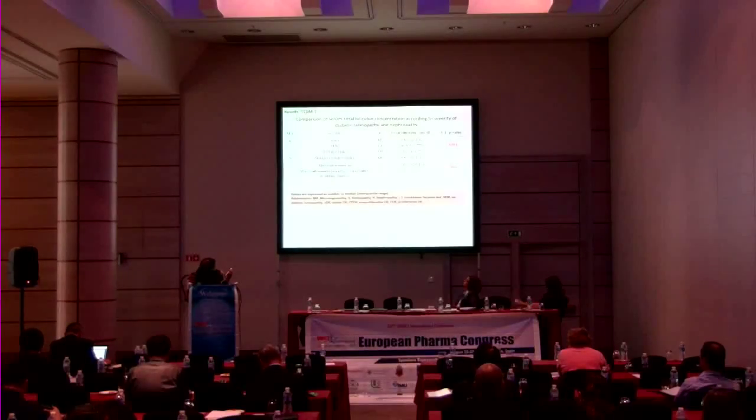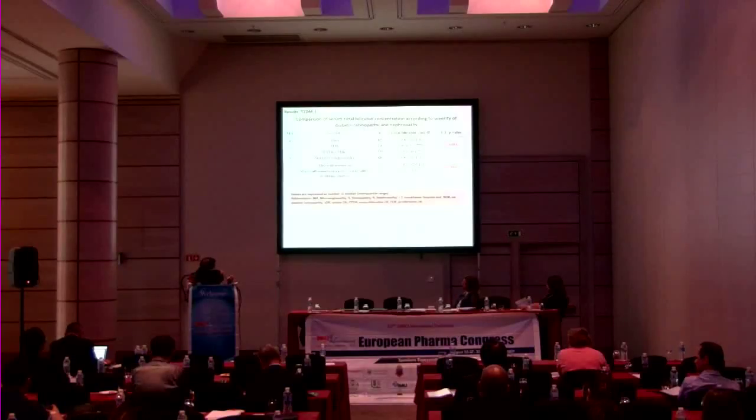retinopathy, simple retinopathy, and pre-proliferative and proliferative retinopathy are 0.8 without retinopathy, 0.6 with simple retinopathy, 0.5 with pre-proliferative and proliferative retinopathy. So the more severe diabetic retinopathy, the lower total bilirubin concentration is. This tendency is statistically significant.